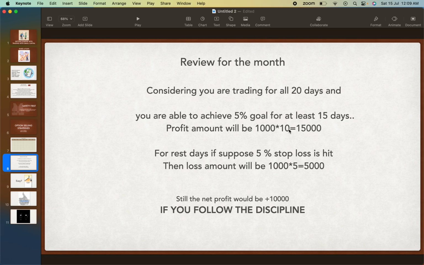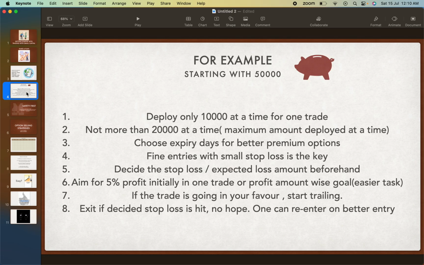Now the loss-making scenario. If on 15 days you are making a loss of 15,000, and on only 5 days you are making profit, then your net loss would be minus 10,000. And that is why, precisely in the first instance, I asked you to deploy only 20,000. So the rest of the amount is saved for the gray days.